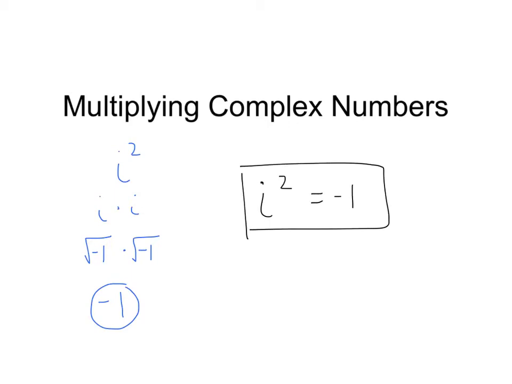One really important fact that you need to know for multiplying complex numbers is what i squared is equal to. i squared means i times i, and if we remember, i is the square root of negative 1. So I have the square root of negative 1 times the square root of negative 1, and that's equal to negative 1. So really important for this topic, you need to really know that i squared is equal to negative 1.